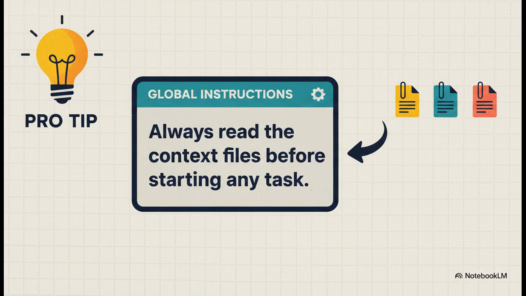Okay, now for a killer pro tip. Inside the app settings, you'll find a spot for Global Instructions. All you have to do is put in this one simple sentence. This basically tells Co-work to automatically read its briefing and your preferences every single time it starts a new job. It's the set it and forget it step that makes this whole system hum.